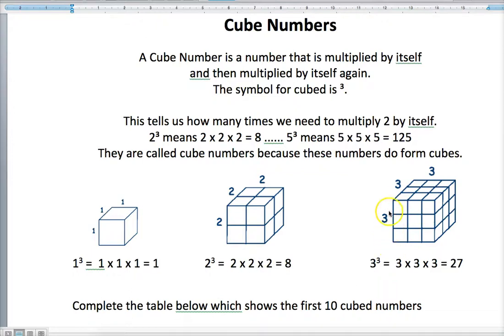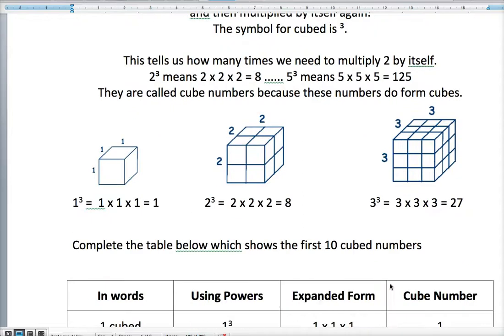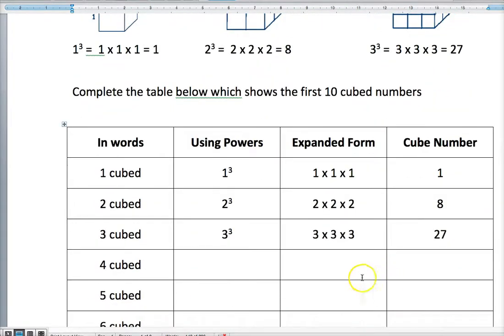Here is a cube with 3 high, 3 back and 3 across. So if I want to count how many cubes, I know I've got 9 in each layer and then there's 3 layers, which is 27. Or I just go 3 times 3 times 3 is 27. So I say that 3 cubed is 27. All right? So 4 cubed would be, what would 4 cubed be?